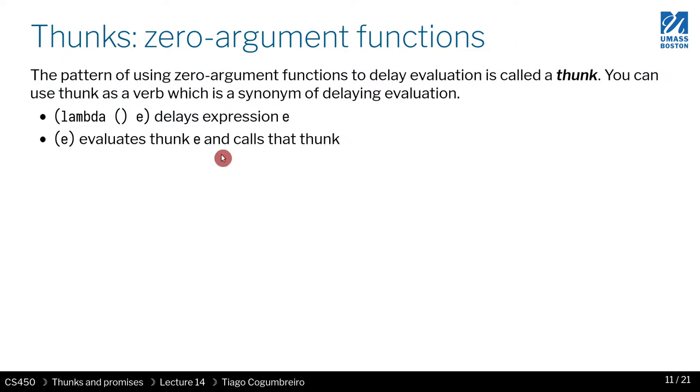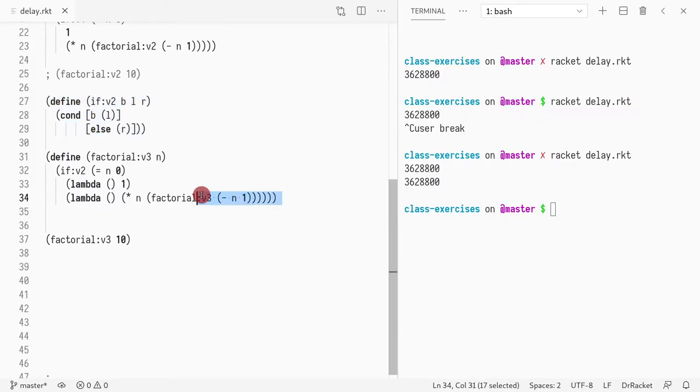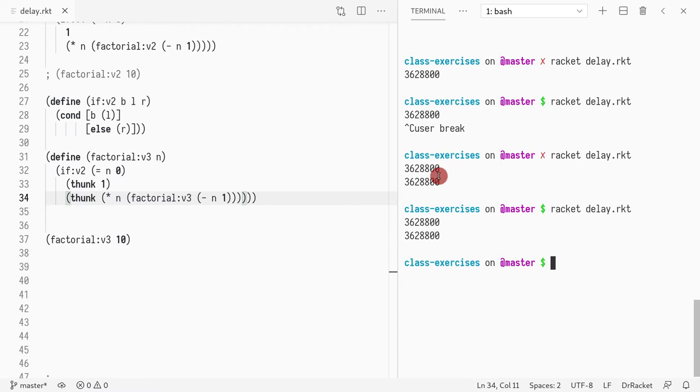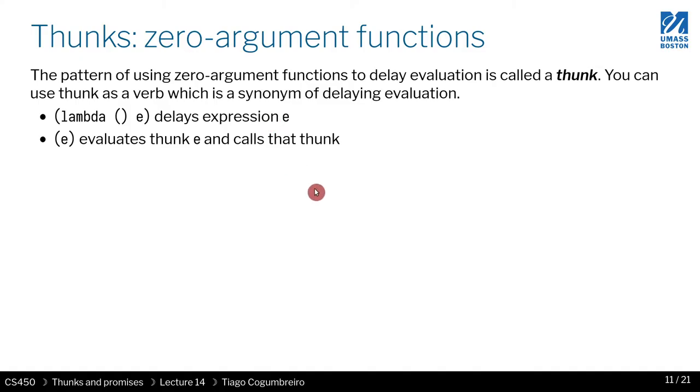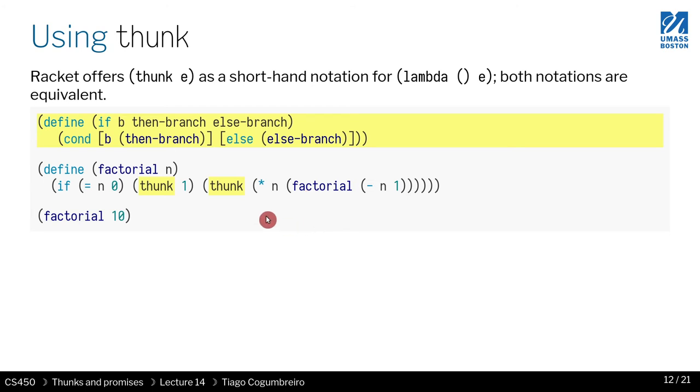Actually in Racket, this pattern is so common that a lambda without parameters is called a thunk. And you even have syntax for it. So if I want, I could just write thunk, and that is equivalent. Okay, it worked. So this is the variation where instead of writing lambda with open and close parentheses, they mean exactly the same thing, and you call them. This is just an abbreviation.